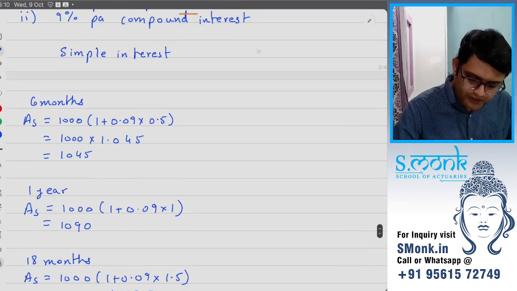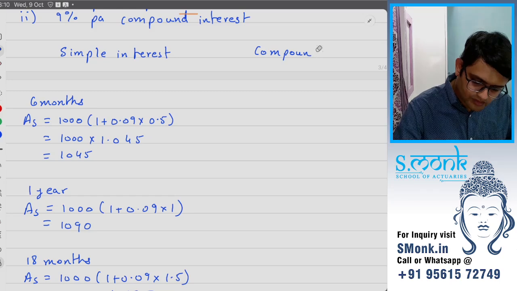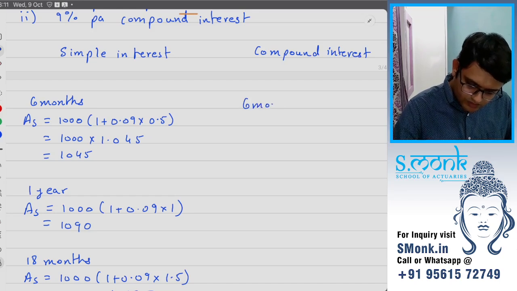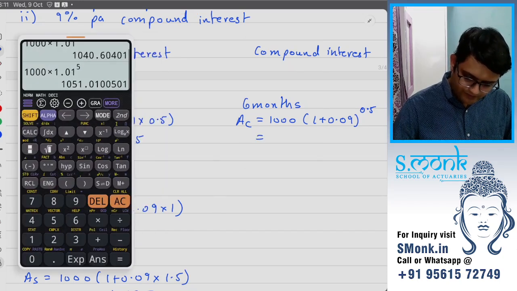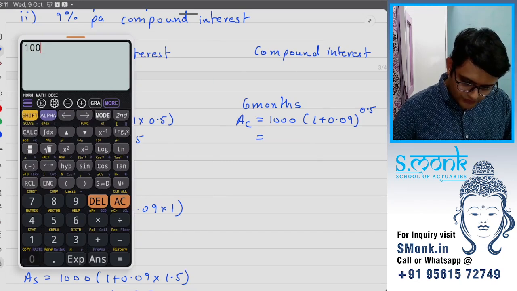I'll do the compound interest here itself. Again I will have to convert it into years and raise to 0.5. So I will have to use the calculator.